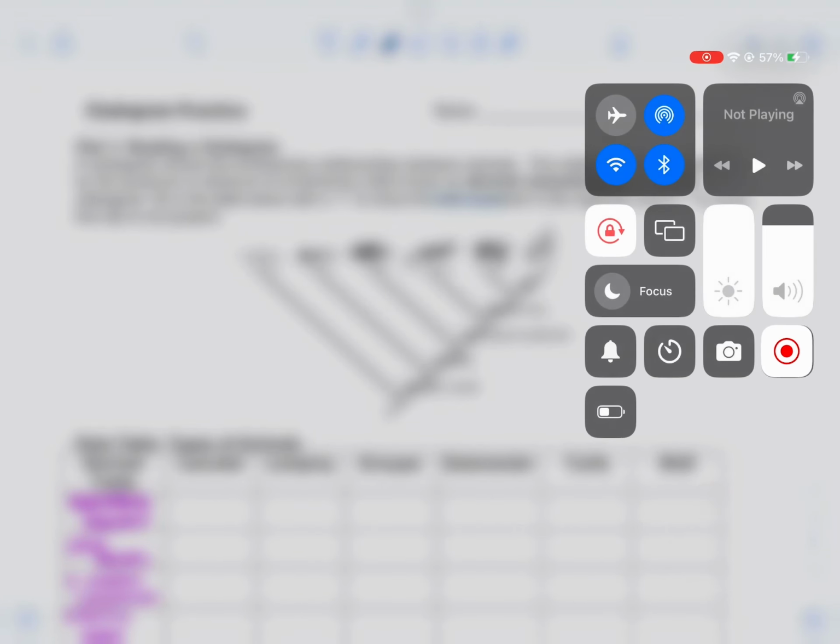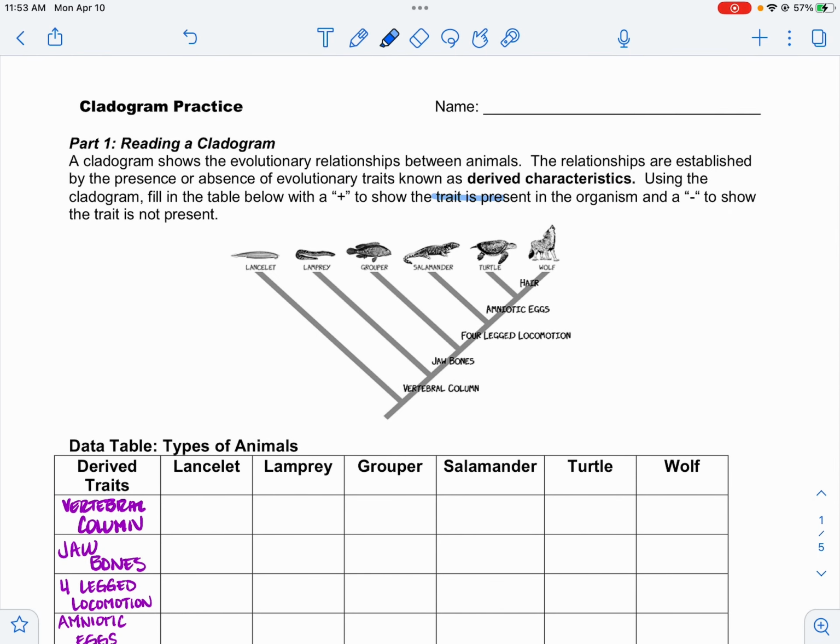Hi guys, today we're going to learn about cladograms, how to read them and how to draw them. So you should have already grabbed this packet off of Schoology and put it into the note section of Notability. We're going to be reading, highlighting. I'm going to do a couple of problems with you and then you're going to finish the rest on your own. All right, so part one, reading a cladogram.